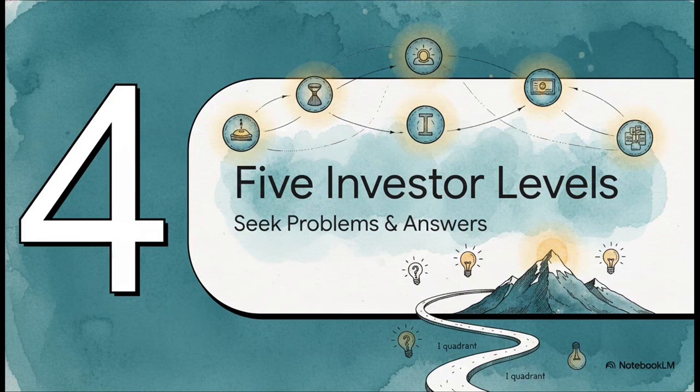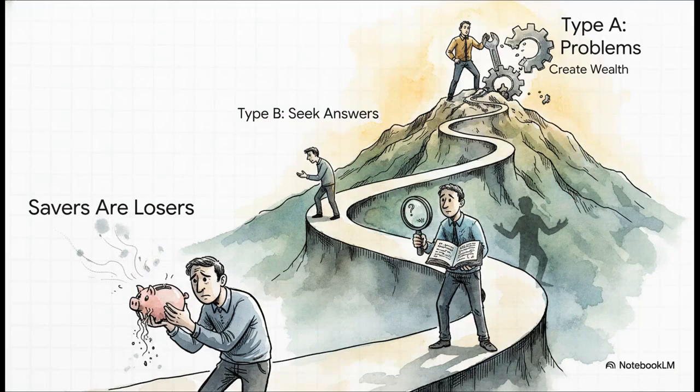All right, let's jump back into it with Section 4, the 5 investor levels. So now that we know we need to reach that I quadrant, we need to explore the different mentalities and strategies of the investors operating there. The book outlines 5 distinct levels of investors. Level 1 is just zero financial intelligence. Level 2 is the saver. But beware, because in today's economy, savers are losers. Why? Because inflation is just constantly eating away at the purchasing power of your money.